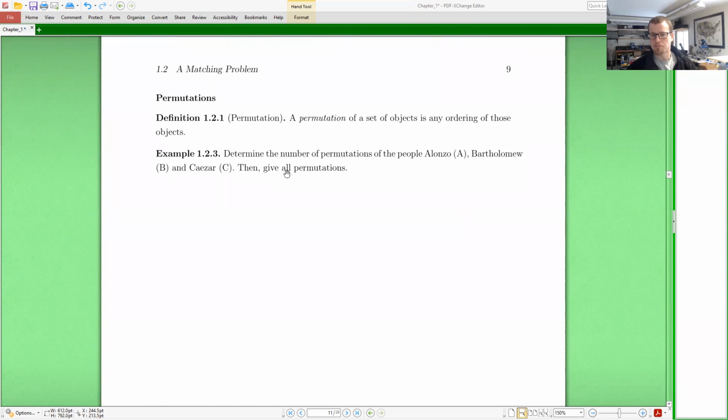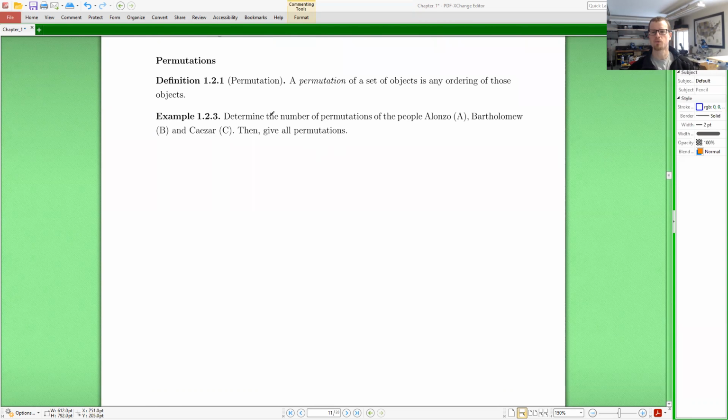A permutation of a set of objects is any ordering of those objects. So when we talked about arranging these 7 brothers, we're talking about permutations of those brothers. To make a simpler example, we want to determine the number of permutations. How many ways can we arrange 3 people, Alonzo, Bartholomew, and Caesar? And then we want to give all the permutations. We said, using this counting principle, that the brothers we could rearrange in 7 factorial ways. And here it would simply be 3 factorial, which is 3 times 2 times 1.